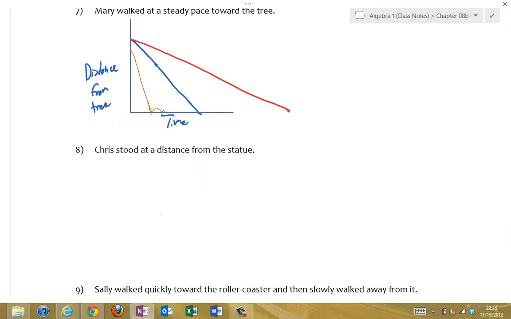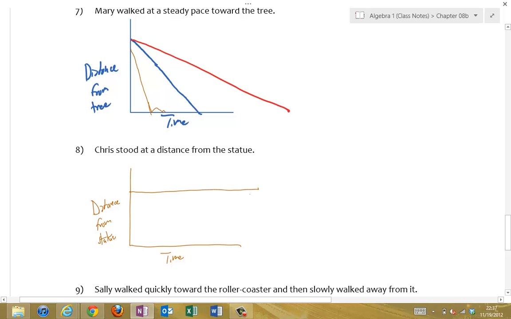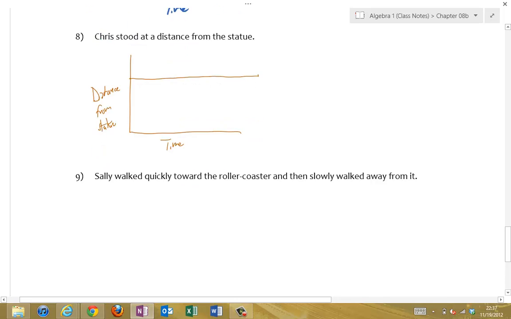Chris stood at a distance from the statue. This is a boring example because as time passes and the distance from the statue, that's kind of like the distance is not changing at all as time passes. So it's a flat line. Chris's distance from the statue is not changing as time passes.